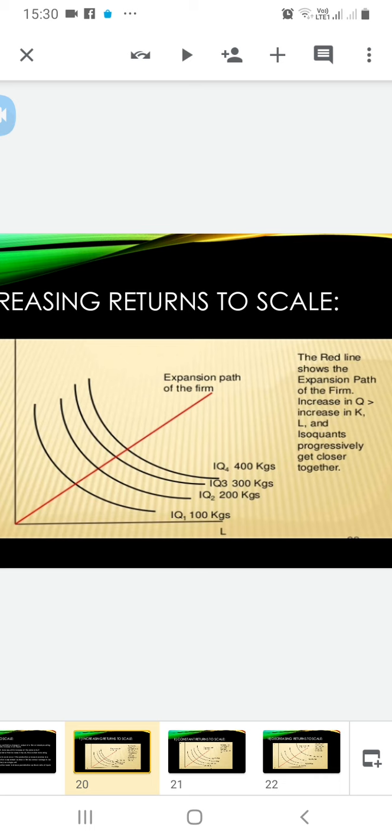Here four isoquants producing 100, 200, 300 and 400. As the output is increasing more than proportionately, the distance between the isoquants is decreasing. Here AB is greater than BC is greater than CD.